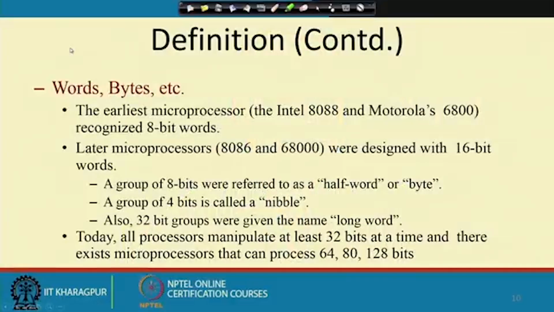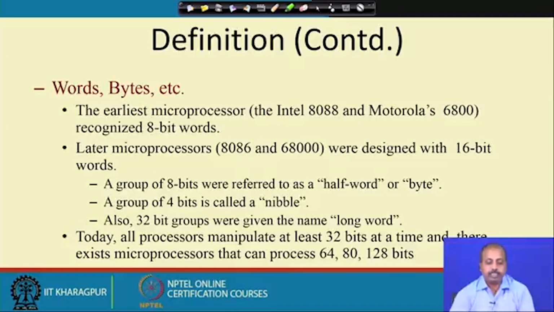Today's microprocessors: the 8085 has an 8-bit word, but if you look at today's microprocessors, they have 32-bit, 64-bit word sizes. That way they can handle much larger data. So, words, bytes, etc. The earliest microprocessors recognized 8-bit words: the 8085, the 8088 and the Motorola 6800. They all handle 8-bit words.